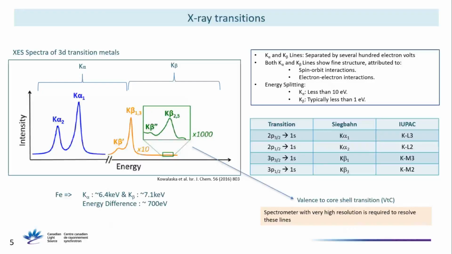I just want to mention the K beta 2,5 lines. They do not obey the dipole selection rule, because it's a 3d to 1s transition, but the electric quadrupole moment selection rules are obeyed for this one. That's why the K beta 2,5 transition is very weak, almost 1,000 times lower than the K alpha. So in order to measure these K beta transitions, the spectrometer resolution has to be very fine, around 1 eV or less.